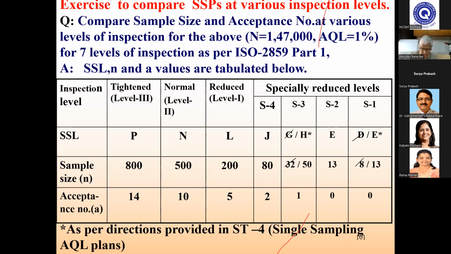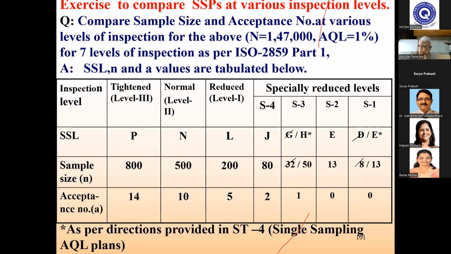Now go to specially reduced levels. S4. S4 for the same lot is J. For J, what is the sample size? 80 is the sample size. And what is the acceptance number? At 1% it is 2. What is written here? You see this table written here.